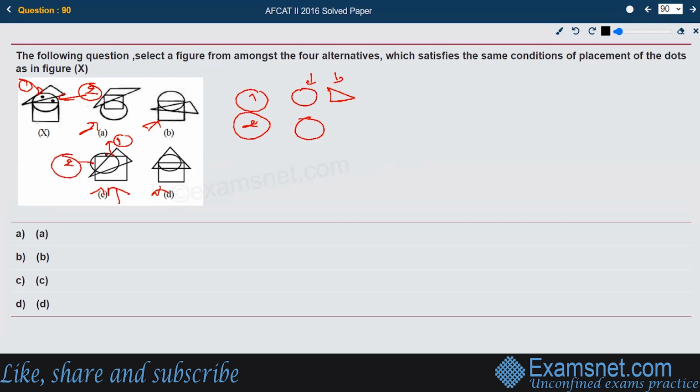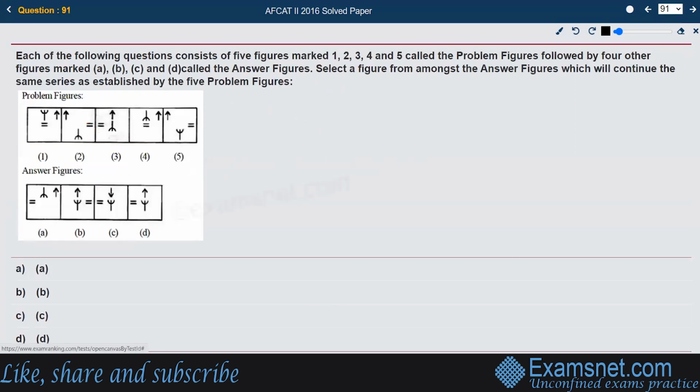So I will get both the dots placed right as done in figure X. So option number C gives me the opportunity. So option number C is the right answer.